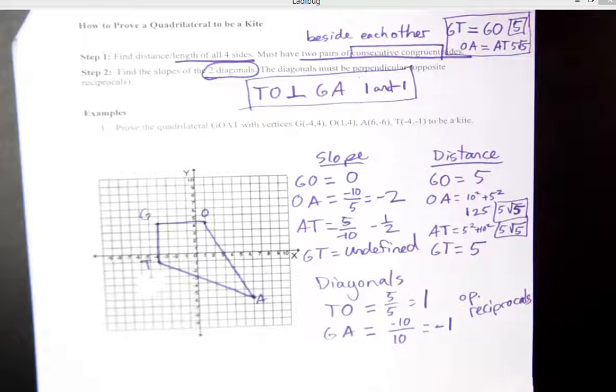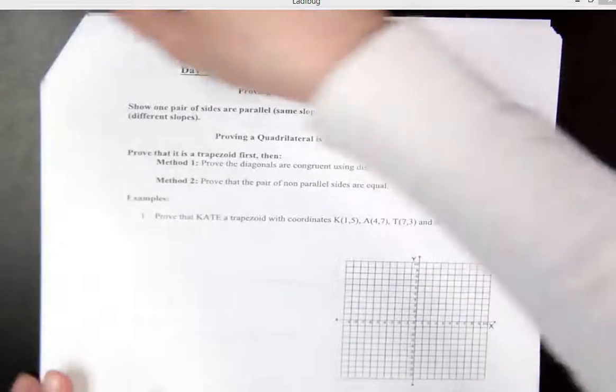So page 12 is actually just a second kite that we really don't need to take the time in notes to do it again. So we're going to skip over page 12 and go on to trapezoids, page 13.